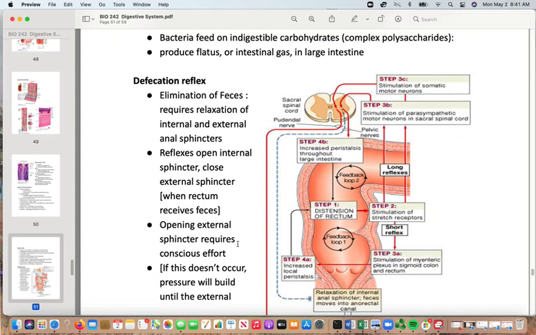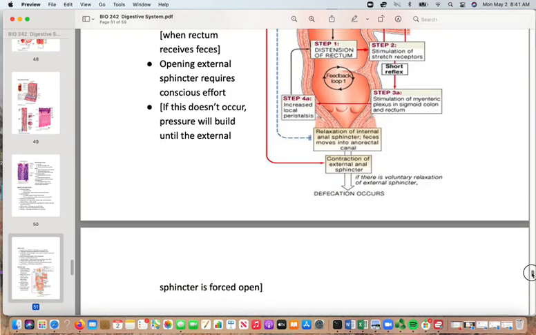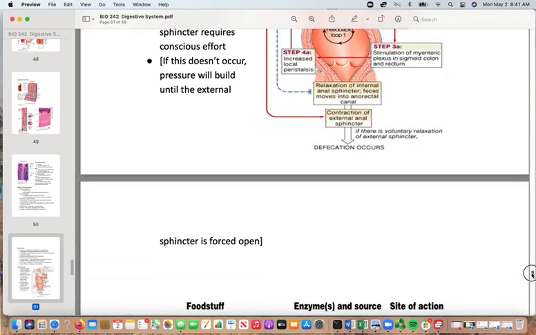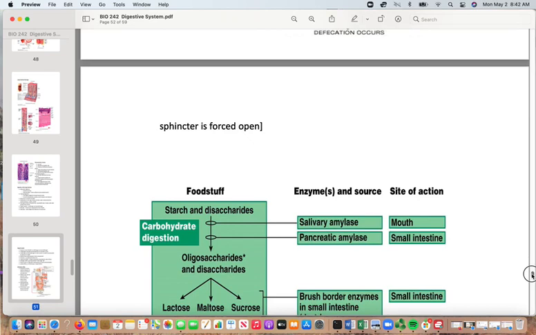If you don't listen to what your body is trying to tell you to do, eventually it will build pressure and the external sphincter is going to get forced open. So it's going to leave at some point if you wait too long.